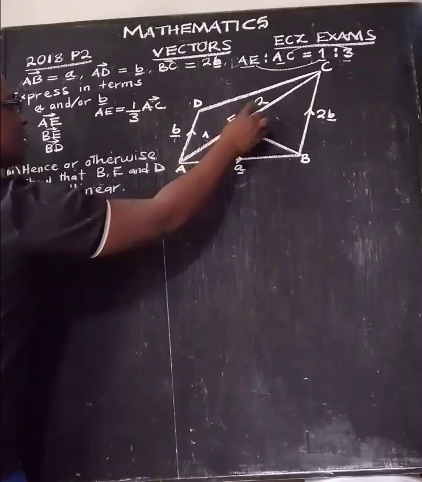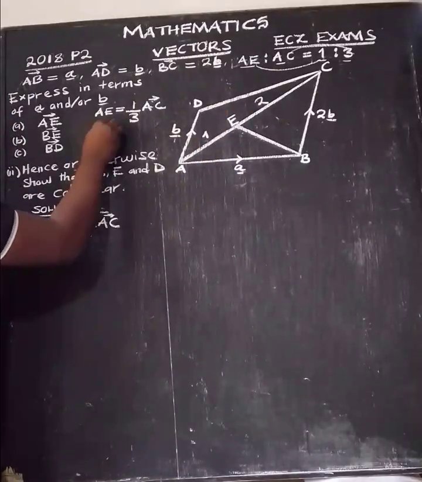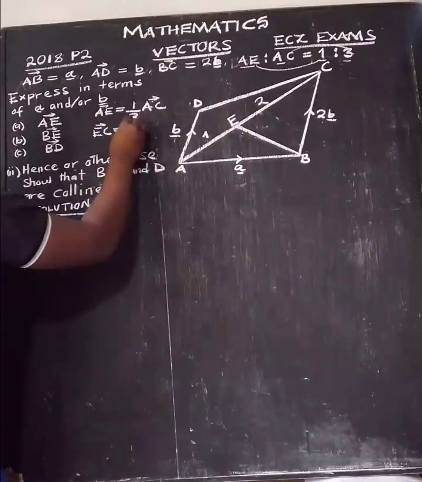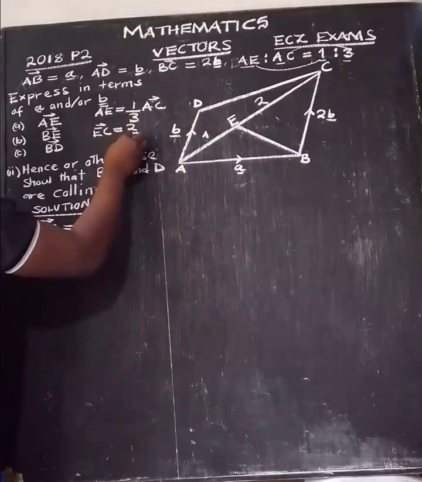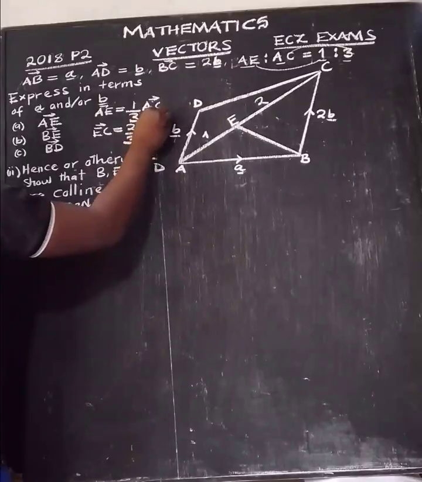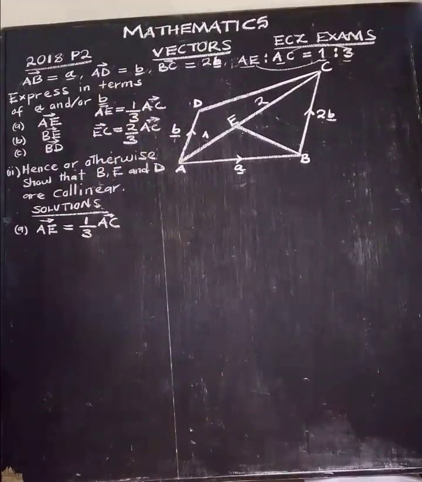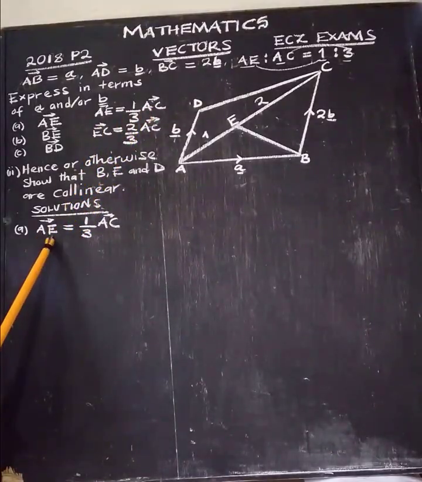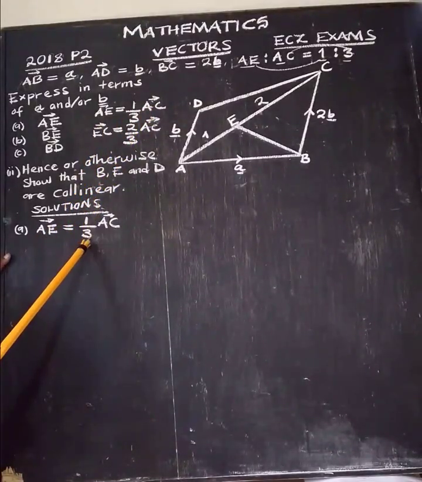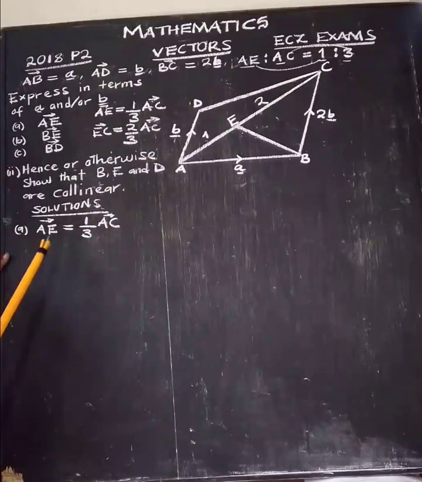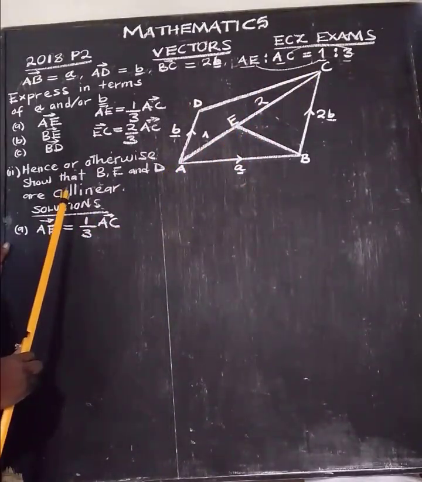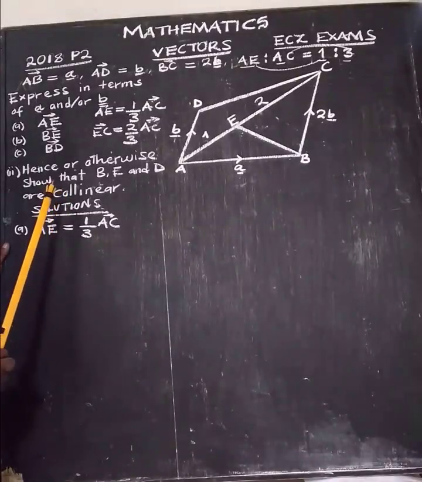And then EC, this one becomes 2 over 3 of AC. Okay? Now we're told to find AE. So we're going to use this one. So AE is equal to 1 over 3 of AC. Now do we have AC? No, we don't have AC, but we can find AC.